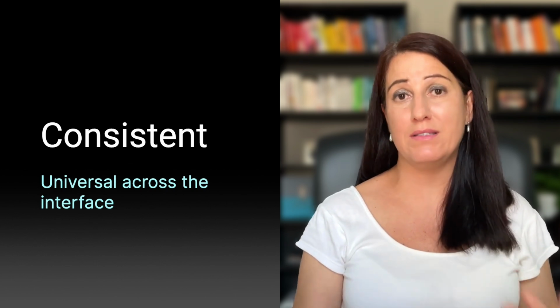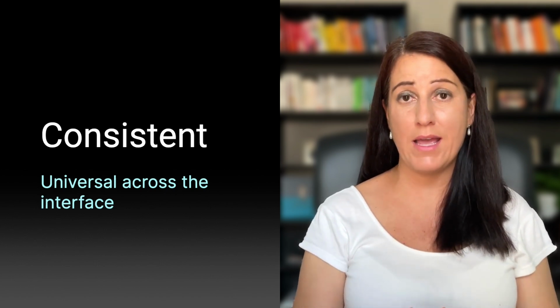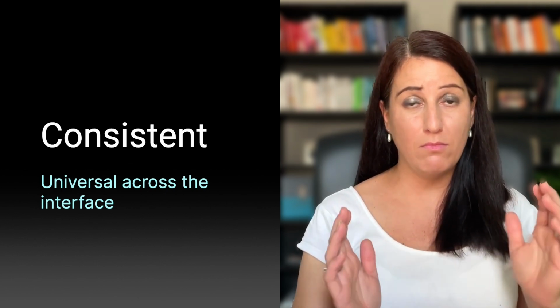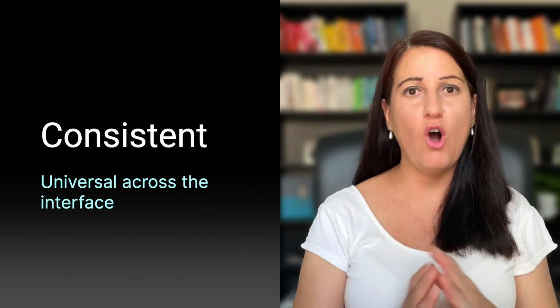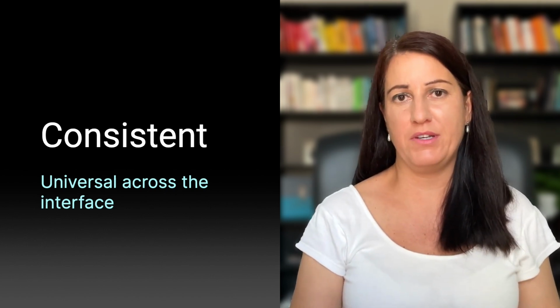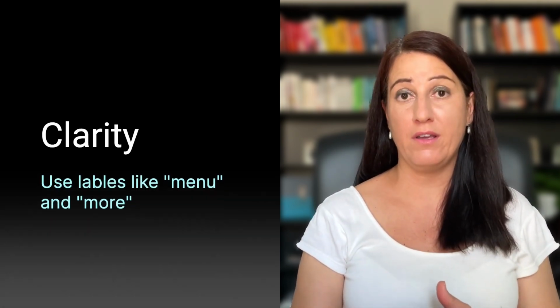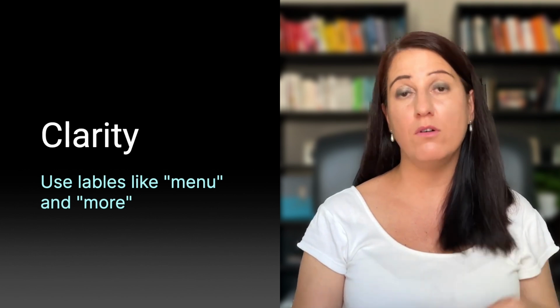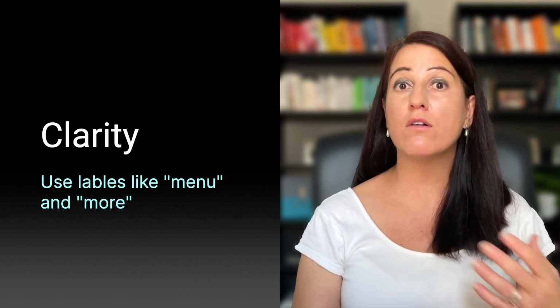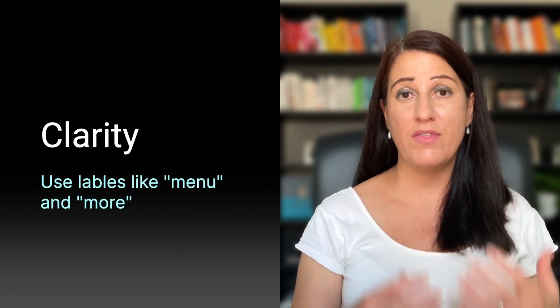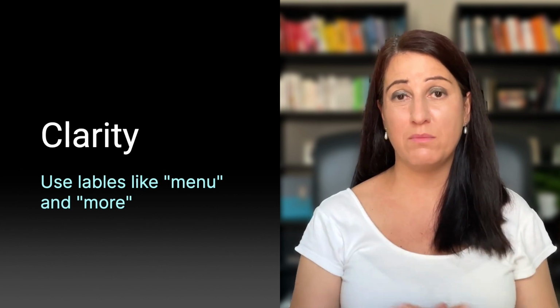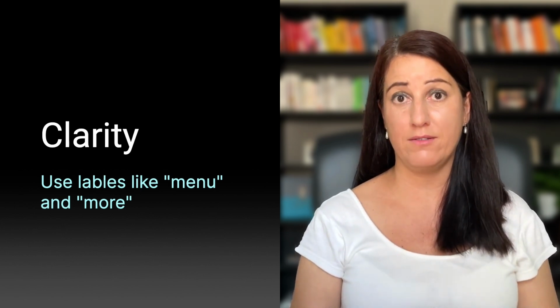First, you want to keep it consistent. You're going to use the same meat-looking thing all across your interface and your experience. Second, you should label them for clarity. You can use the word menu or the word more alongside the icon. That way, users know this is a place to dive in for other things.